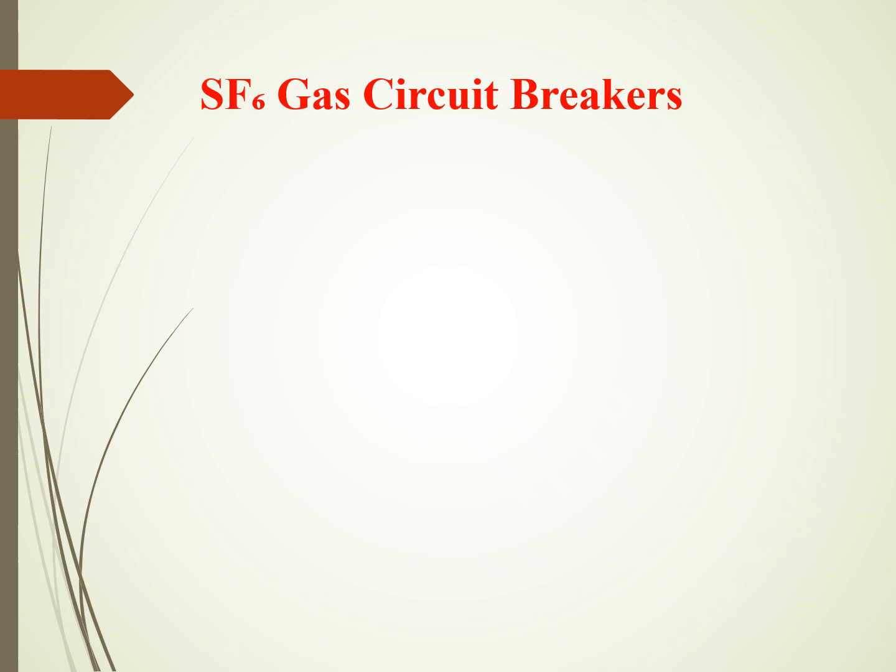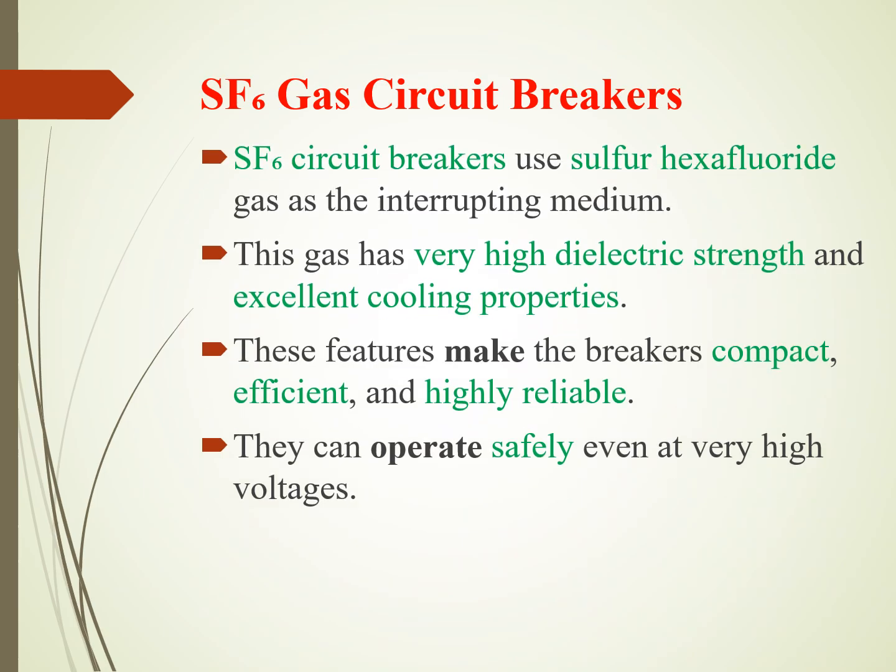The third category of gas discharge or plasma discharge circuit breakers is SF₆ gas circuit breakers. SF₆ gas circuit breakers use sulfur hexafluoride gas as the interrupting medium. This gas has a very high dielectric strength and excellent cooling properties. These features make the breakers compact, efficient, and highly reliable. They can operate safely even at a very high voltage.